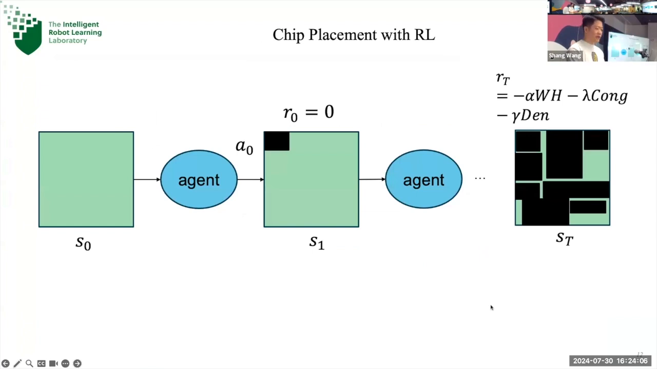So that's what the whole thing looks like. In the early beginning, the board is empty. Then the agent decides where the first block should be placed, then the second block, the third block, and so on. Once the whole placement is finished, the agent can get different performance metrics from the simulator, like the wirelength, congestion, and density I mentioned in the previous slide, and the weighted sum of those metrics is used as the reward.